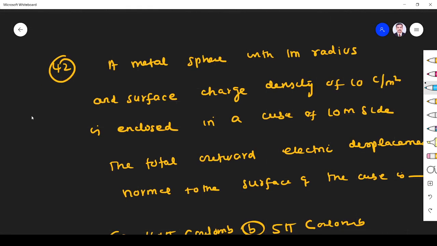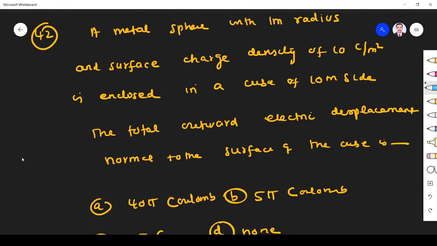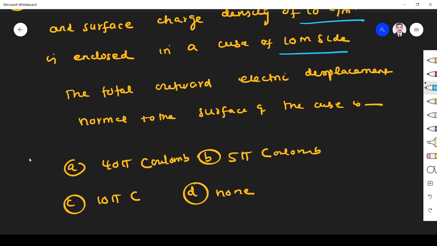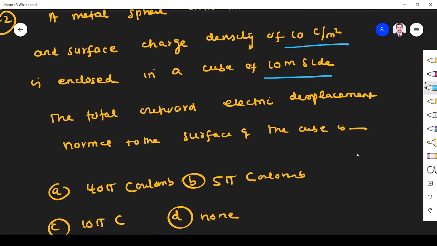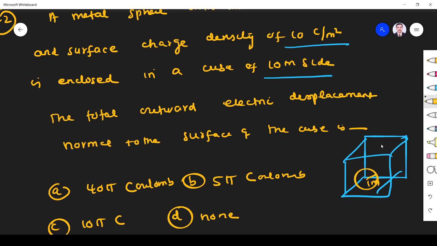Next one, a metal sphere with 1 meter radius and surface charge density of 10 Coulomb per meter square is enclosed in a cube of side 10 meter, right? Next, the total outward electric displacement normal to the surface of the cube. So here you see the metal sphere with 1 meter radius is enclosed in a cube. So we have a cube like this, inside this we have a metal sphere of radius 1 meter. Cube side is 10 meter, this is 10 meter, this is 10 meter. The outward electric displacement, right? So the sphere is enclosed in a cube.